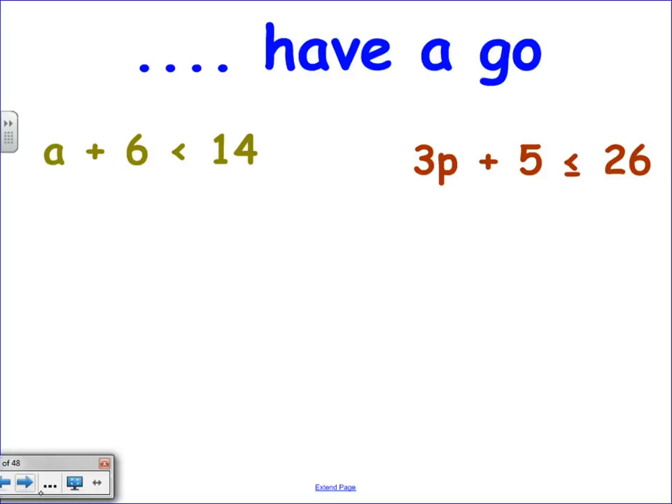So a plus 6 is less than 14. 3p plus 5 is less than or equal to 26. So the first one then. A plus 6 is less than 14 is what it's saying in English to us.